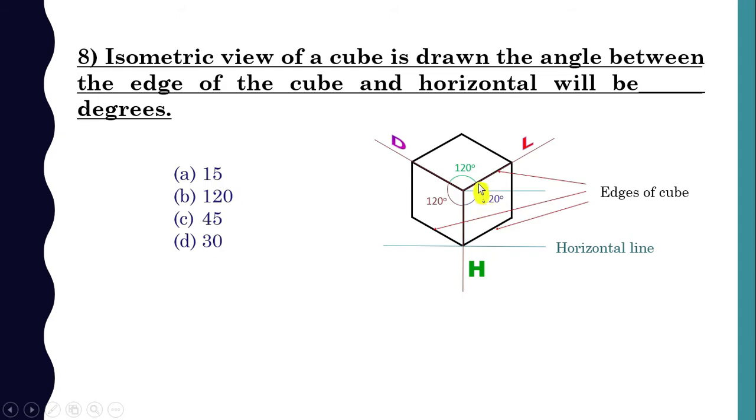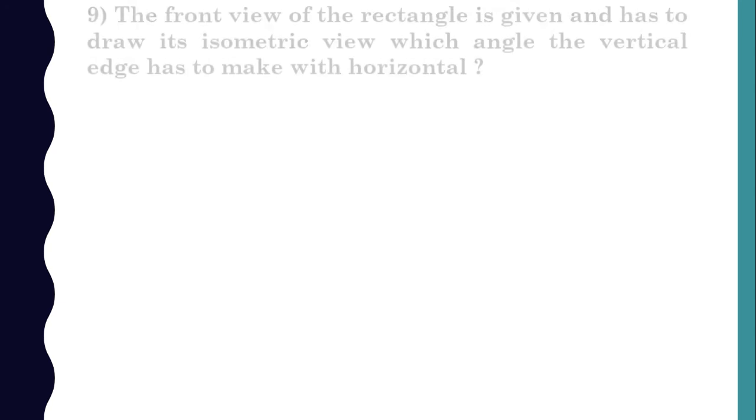Now if you see here, this is your 120 degree total, and the angle below you can consider as 90 degree. So it is at right angle, so it is considered as 90 degree. So the remaining angle will be 120 minus 90, that becomes 30 degree. So the angle between the edge of the cube and your horizontal line is 30 degree. So answer D is correct.